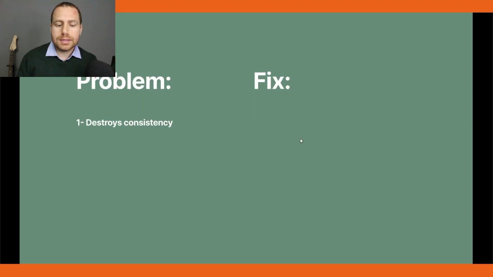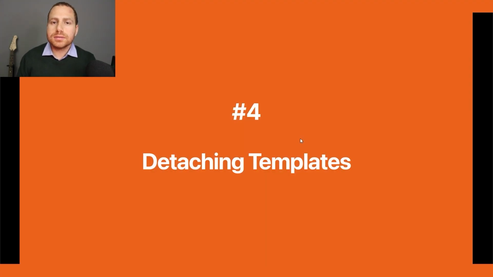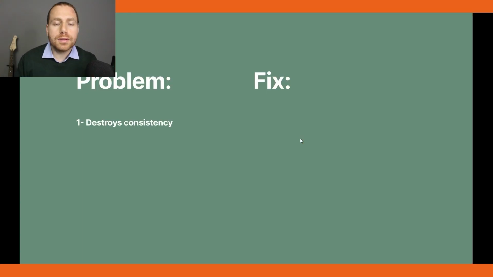Detaching templates. I see so many designers and so many design teams detach their templates even though the design system's architect put so much effort and time into the template, but they are not able to fulfill their design vision using the template. And let me tell you how this happens. The problem number 1, this destroys consistency. You are destroying the consistency of the file. You're not making everything interlinked with one another. You're making one-offs all the time.